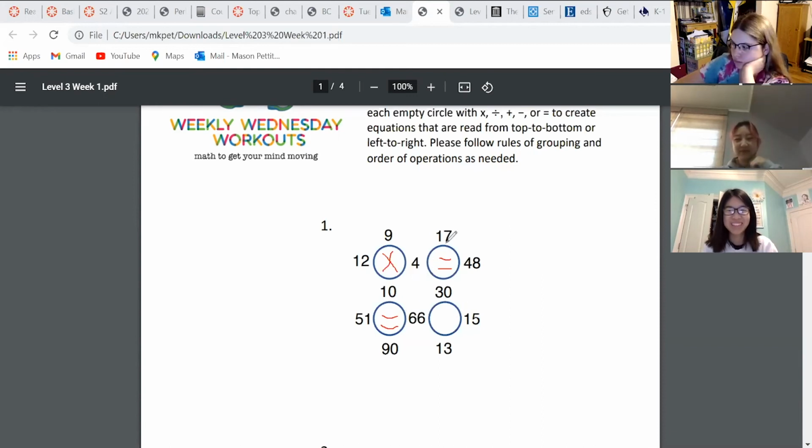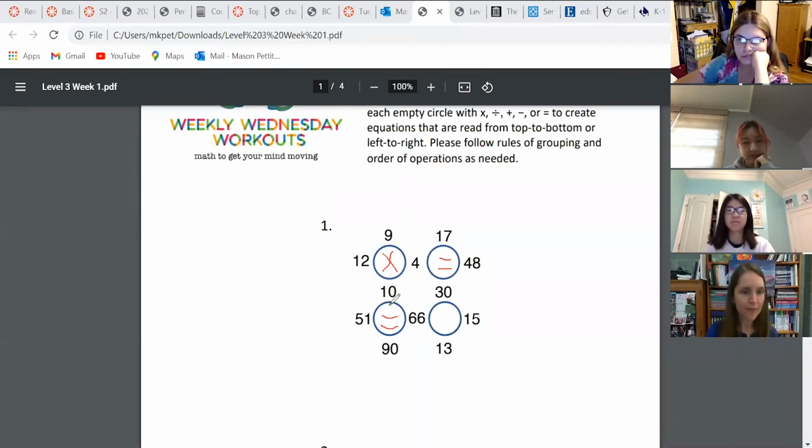And now we have this last one, and we can do this one from two different directions. I'm going to do it from this row here. So we have 51 equals 66 blank 15. So right off the bat, again, 51 is less than 66. So we know that we're not going to be adding or multiplying by 15. So that leaves us with division or subtraction for this last spot. And 66 divided by 15 is hard, and I don't want to do it. So we're going to try subtraction.